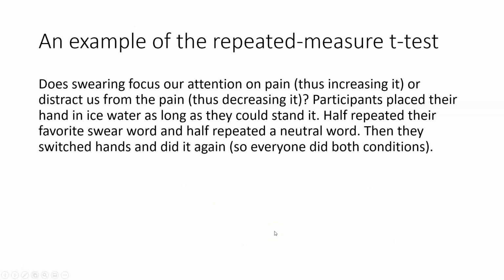Okay. Now let's go through an example. An example of the repeated measures t-test. Does swearing focus our attention on pain, thus increasing it, or does it distract us from the pain, thus decreasing it? Participants in one study placed their hand in ice water as long as they could stand it. Eventually it's going to be too painful and they have to take it out. But while it's in there, half of them repeated their favorite swear word and half of them repeated a neutral word. Then they switched hands and did the test again with the other condition.